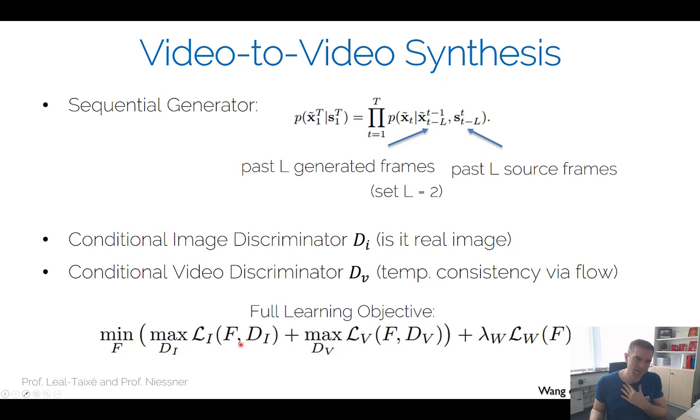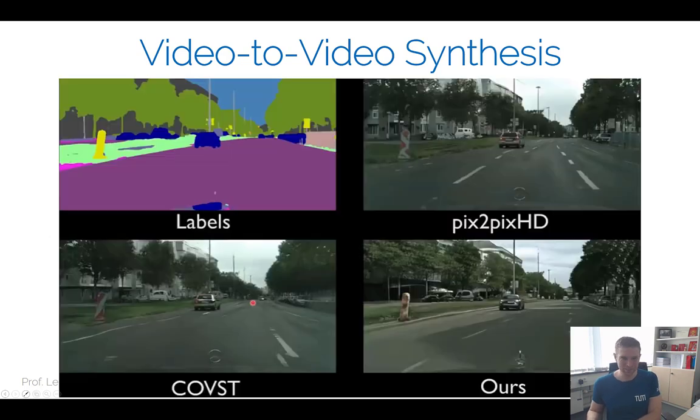I can say, however, this paper has a lot of finicky details. It's very tricky to train and probably also trains around a week, even for the simple data sets. But the results look really impressive. That's why I wanted to show it. So this is an example where we see again the input labels. We see here Pix2Pix HD. This is another baseline. And here's Vid2Vid, basically, right?